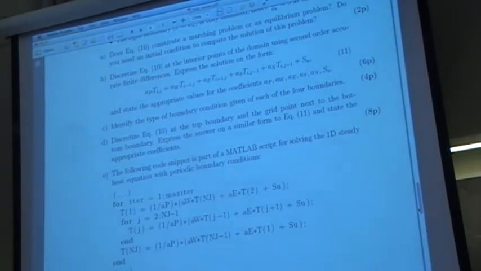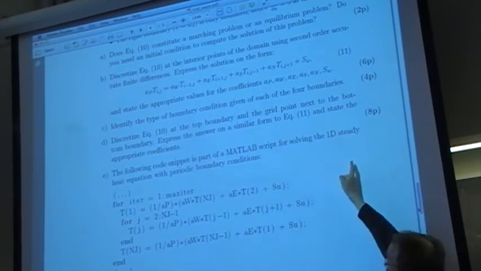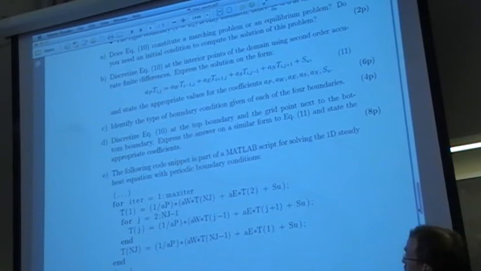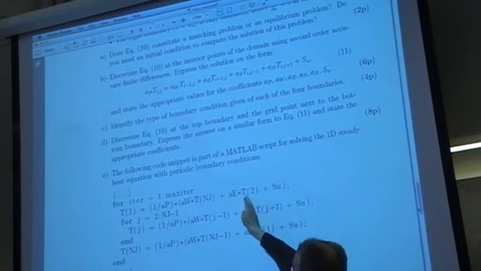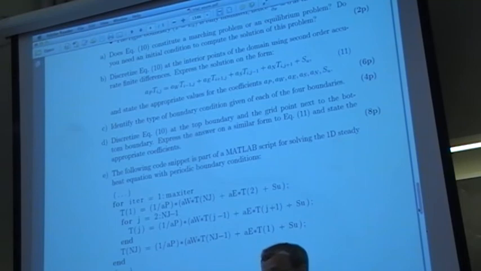The following code snippet is part of a MATLAB script. We have this here. So you see this is an iteration going on, and it is for the 1D steady heat equation. So it's simpler than what we started off with. Here you see that we have a similar expression. AW and AE are involved. AP, so it's a similar expression as we had before, but without A north and A south, simply.